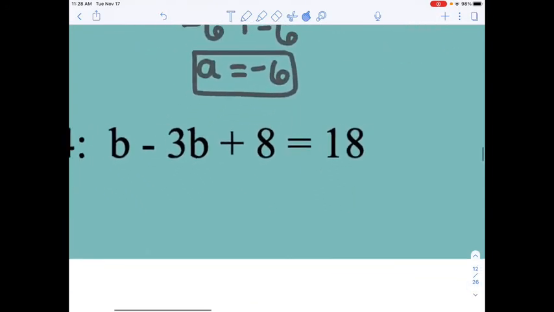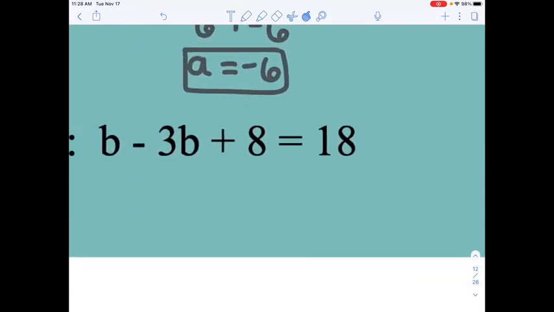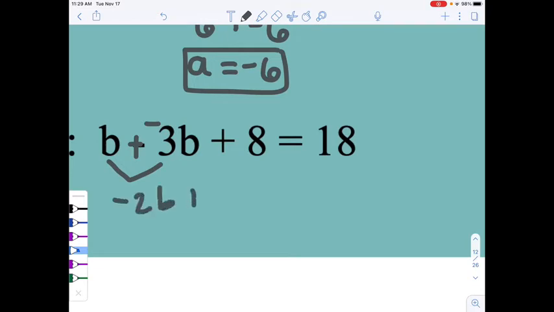All right, let's try another one. b minus 3b plus 8 equals 18. First step is add up. Change that to plus negative. Second step is distribute. Third step is to combine like terms. I have b and -3b. b take away 3b is going to leave me with -2b plus 8 equals 18.